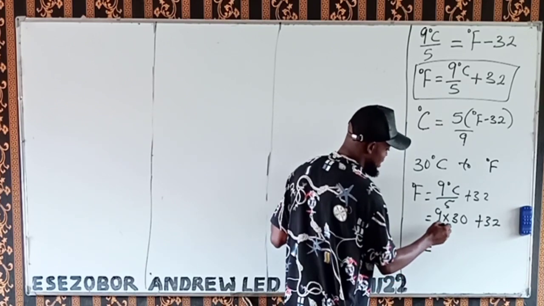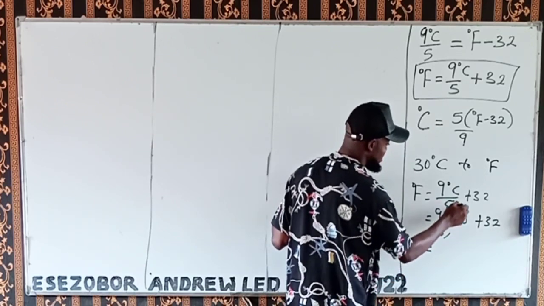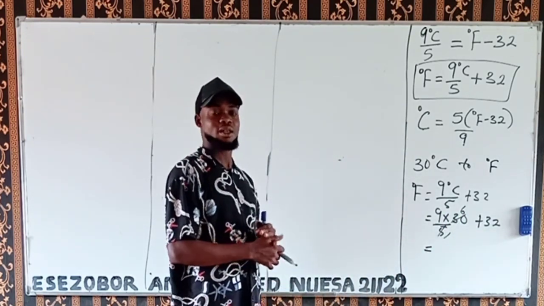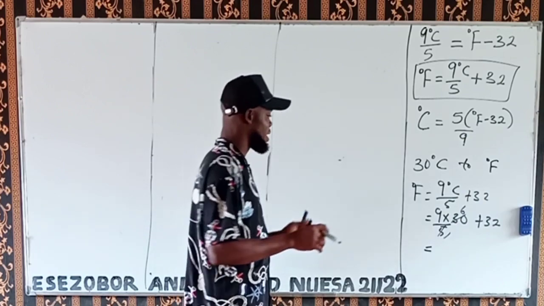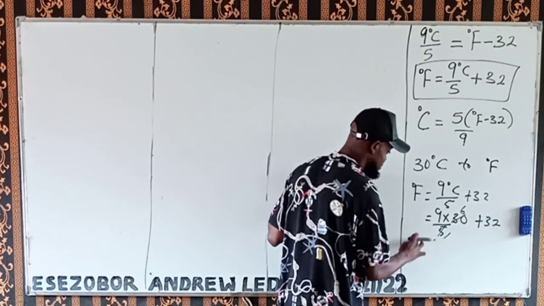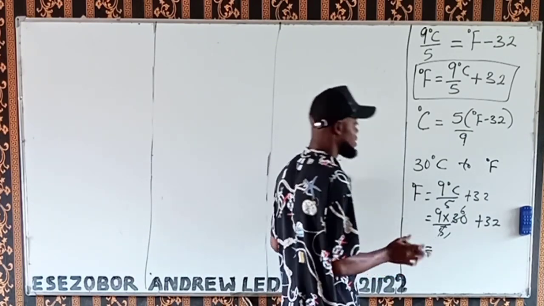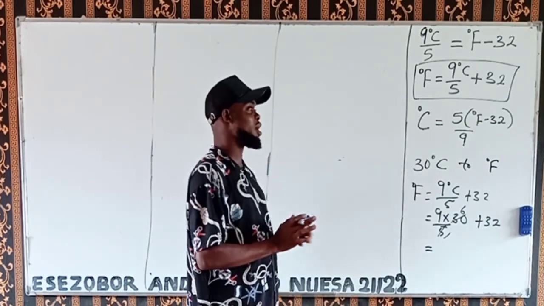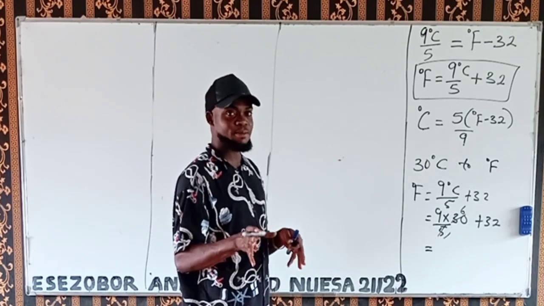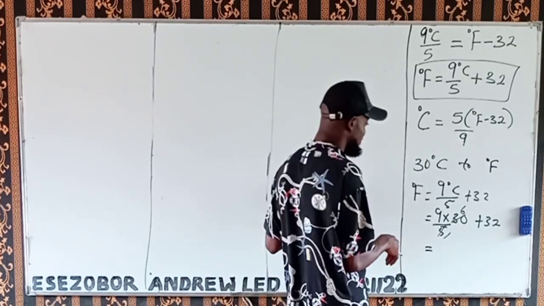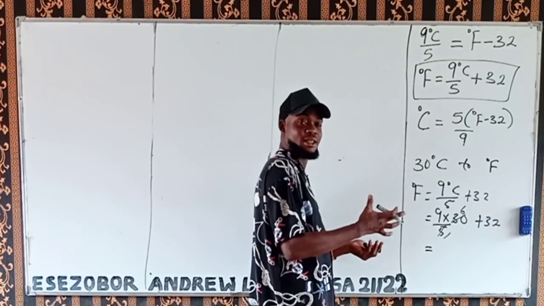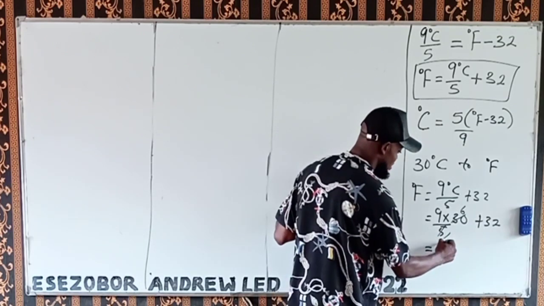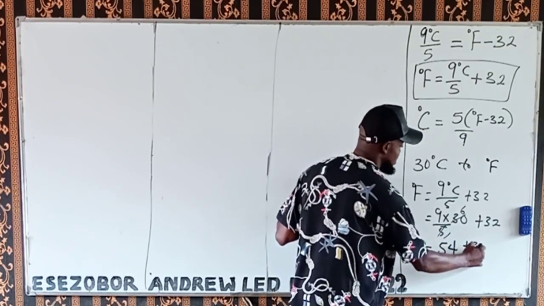So this gives us 5 into 30 is 6. Now 6 times 9, what are we going to have? 6 times 9: 6 times 6 is 36, then 6 times 3 is 18, and 18 plus 36 gives us... Or if you do 6 times 10, you have 60, then minus 6, you have 54. So that will be 54 plus 32.